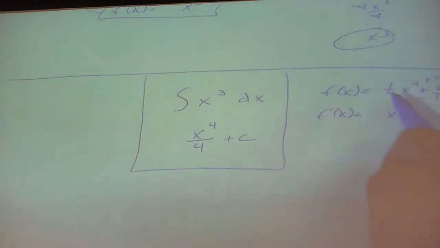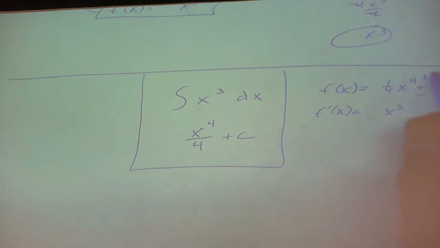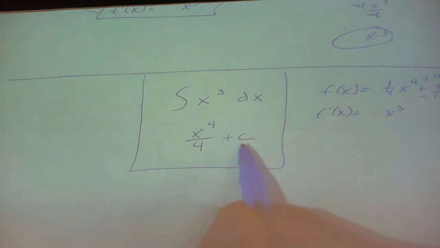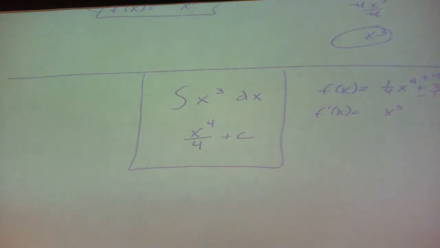So if I take the derivative and I add or subtract any number, the derivative is still x to the 3rd. Are we okay? So when I work backwards, will I ever know if it was a plus 4 or a minus 1 or a plus 3? I'll never know. So for an integral, we always have to put a plus c for the number that could have been there, because the derivative of any number is 0. Are we okay?